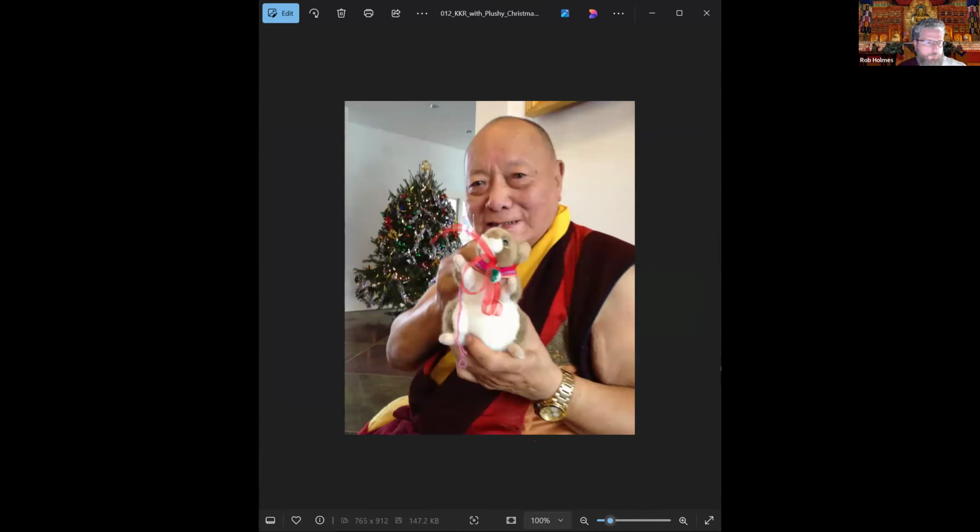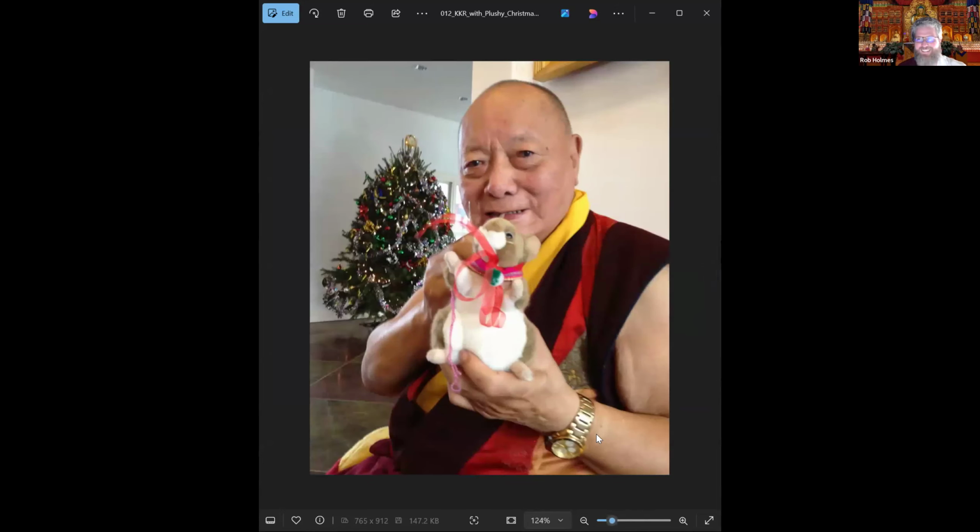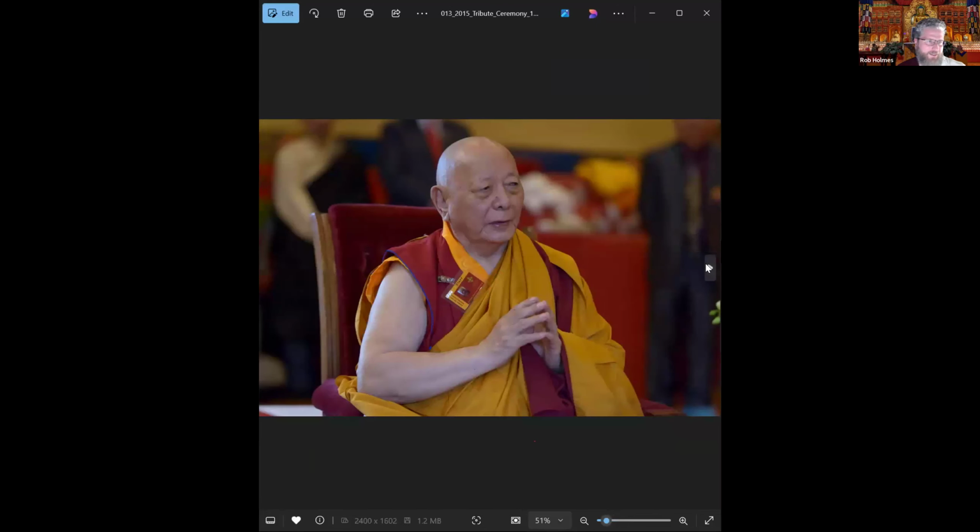So this is Khenpo. I thought this was cute, and it was Christmas. For some reason, they developed this habit of giving him plushies. I'm not sure why that developed, but it became a thing. So there are lots of photos of him with very cute plushy animals. That's more formal looking.